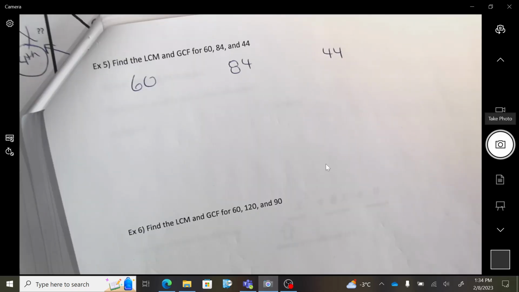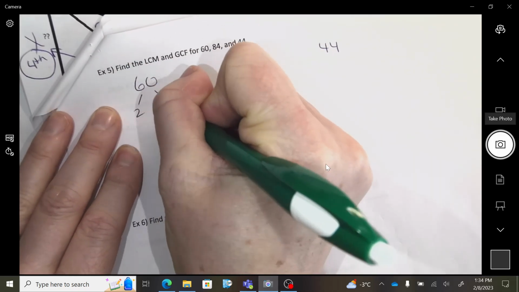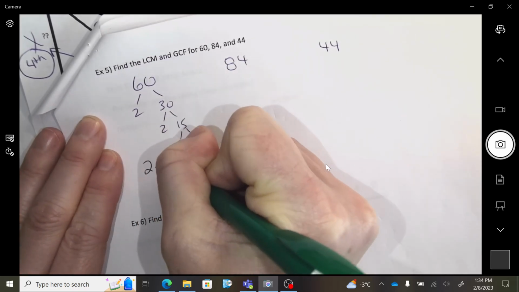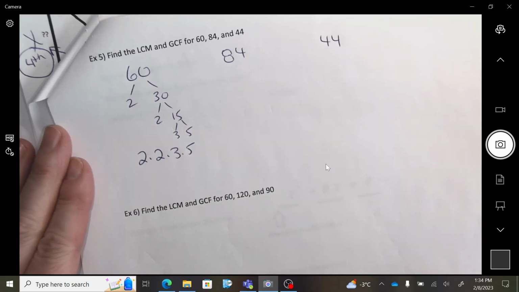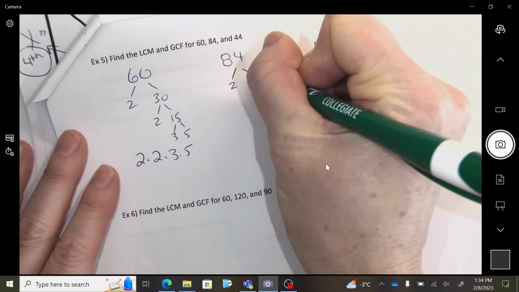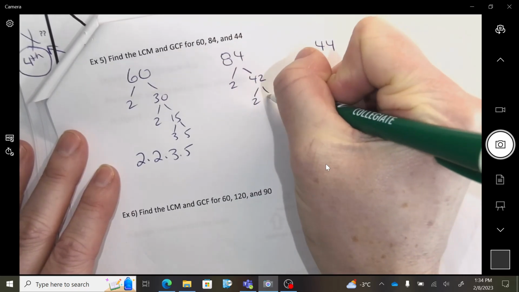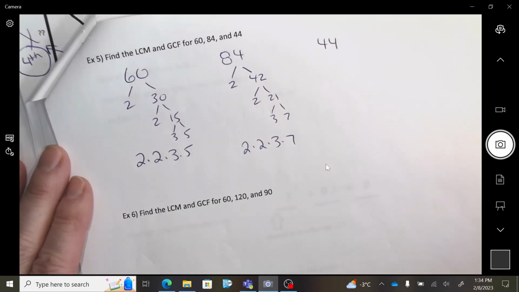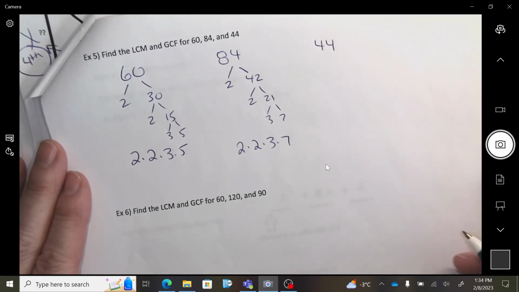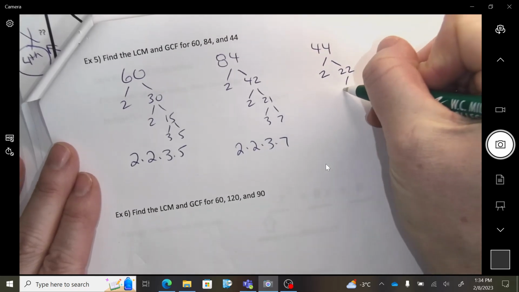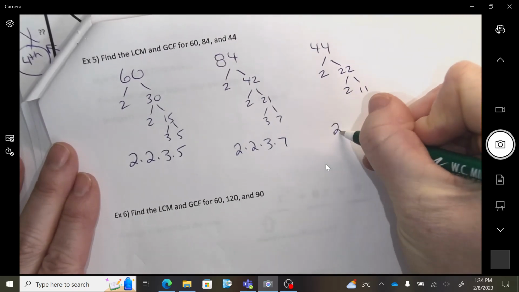Okay, let's see if we did this all the same. So 2 and 30, 2 and 15, 3 and 5. Are we all matching? Absolutely. Okay. 2, 42, 2 and 21, 3, 7. Okay, 42, 2, 2, 2, 11, done?